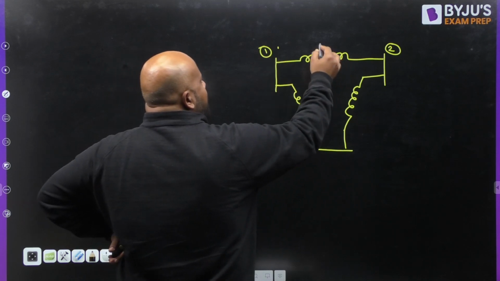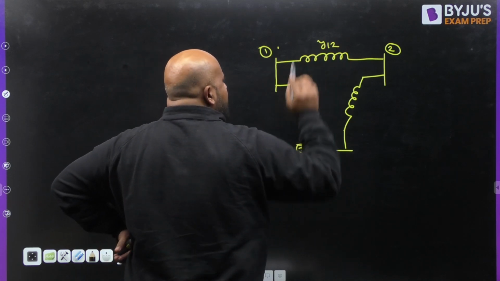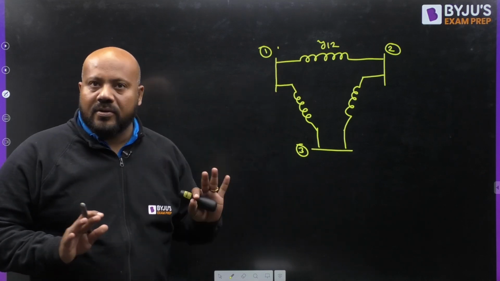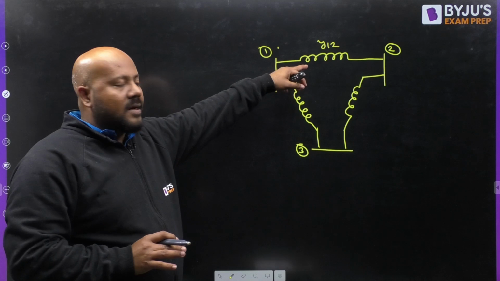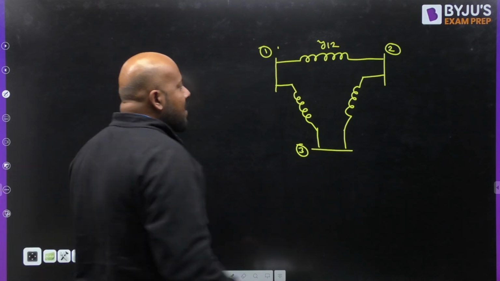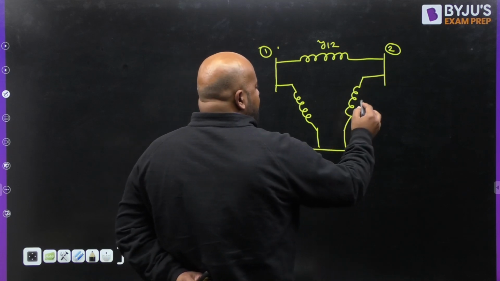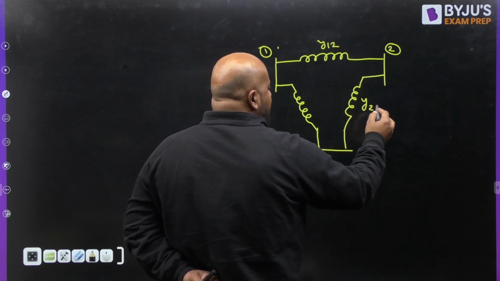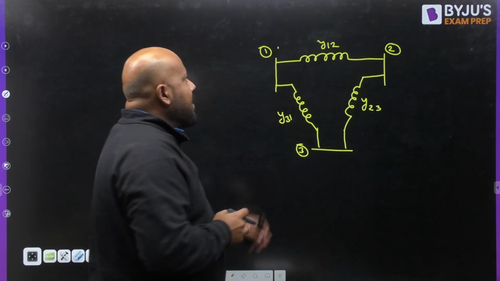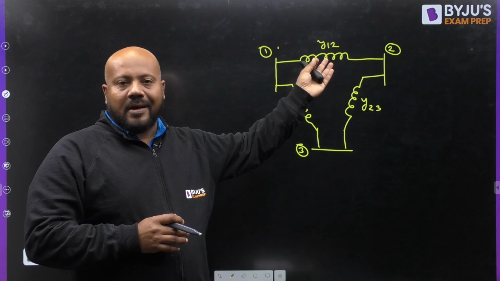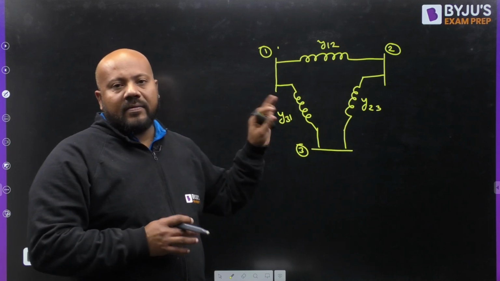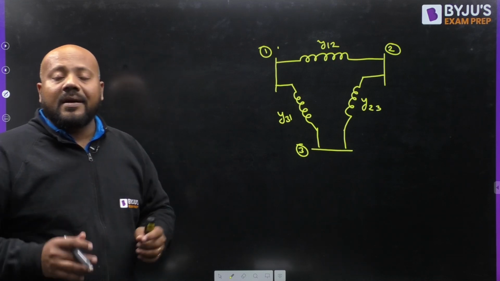So this is going to be Y12. When I am writing Y12, it means I am talking in terms of the admittance. So there should be no confusion. Even if it is going to be inductive, still you can write it in the admittance form. The admittance between 2 and 3 is going to be Y23, and between 3 and 1 is going to be Y31. So you can write Y12 also, Y21 also, same thing. Y23 also, Y32 also, same thing. Y31 also, Y13 also.